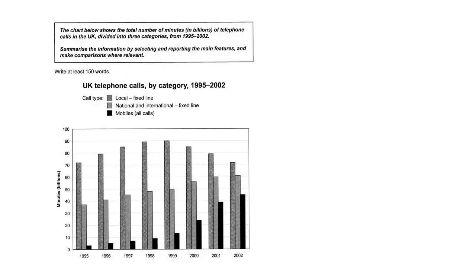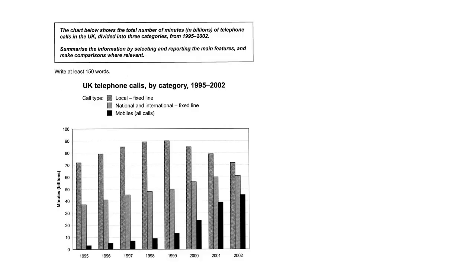Let's look at what I saw. Firstly, in this bar chart, we see that the top one, local fixed line, that's the most common throughout. Okay, it starts at 70, goes up to near 90, back down to about 70 again. That was the highest the whole time, so that is definitely a main feature. I have to mention that. If I don't mention that, I'll lose some points for task achievement for sure.